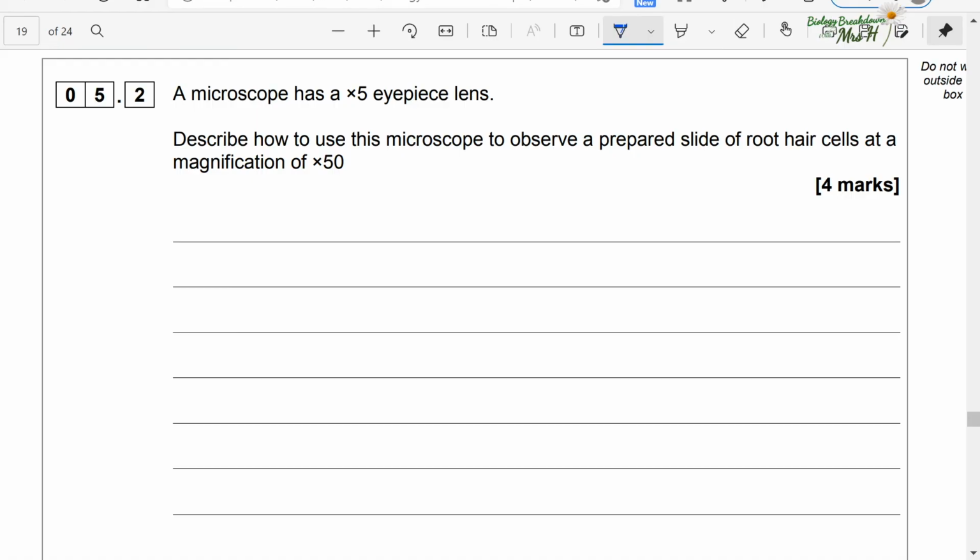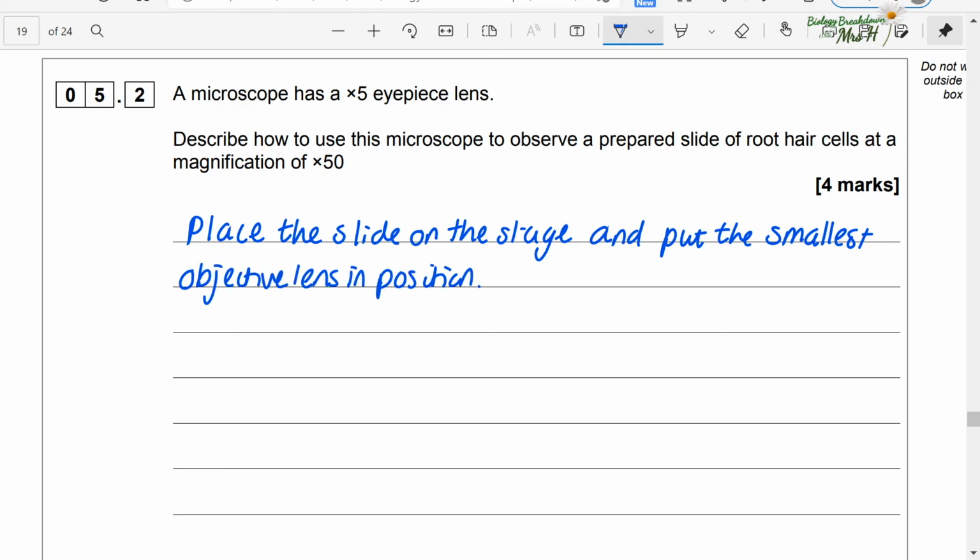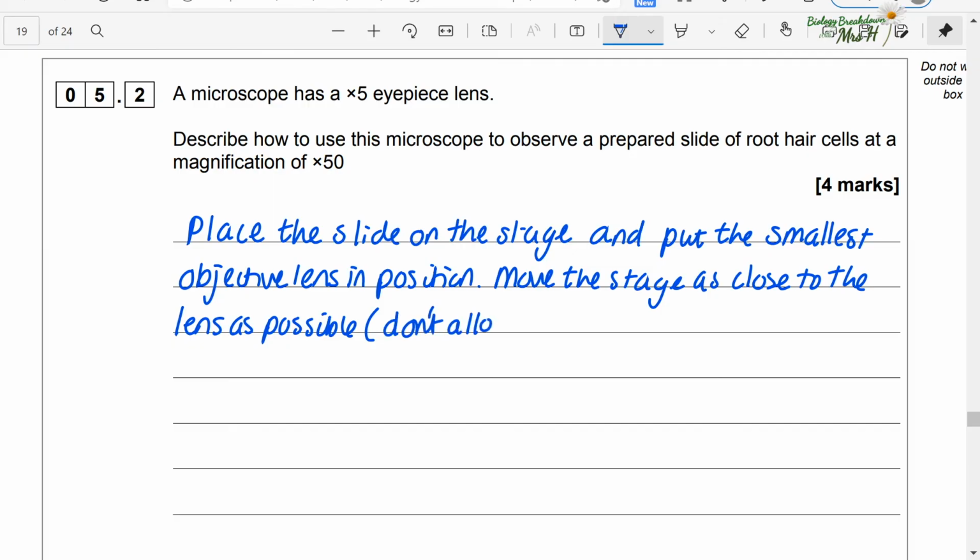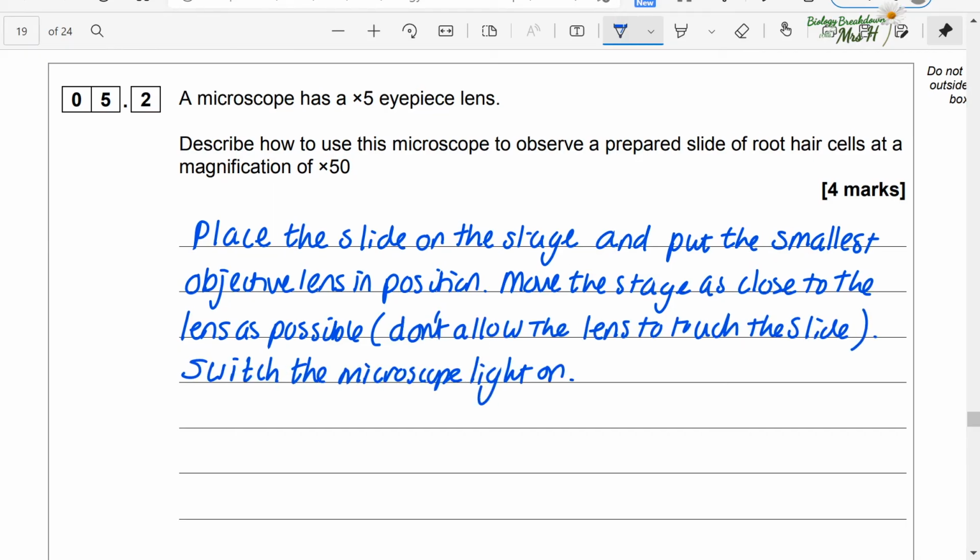A microscope has a ×5 eyepiece lens. Describe how to use this microscope to observe a prepared slide of root hair cells at the magnification of times 50. Well, we need to place the slide on the stage and put the smallest objective lens in position. Move the stage as close to the lens as possible, but don't allow the lens to touch the slide. Switch the microscope on. You could do that at any time, I suppose.